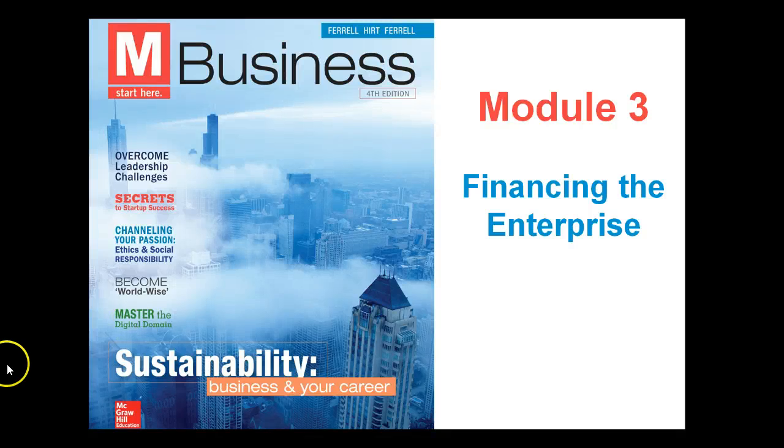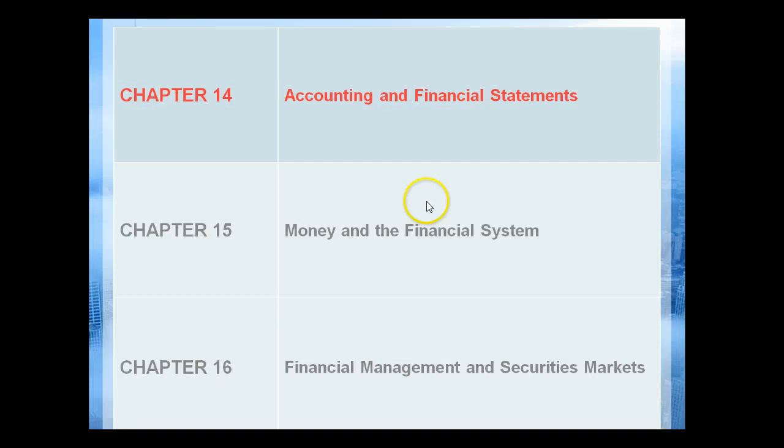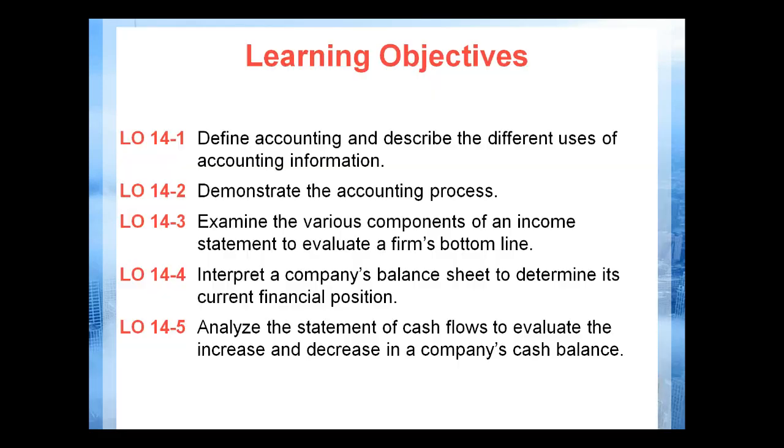So, class, we will start our third module. It is Financing the Enterprises. This module has three chapters associated with it. First is Accounting and Financial Statements. Chapter 15 is going to be Money in the Financial System, including the markets. A little tap on the markets, actually. And then Chapter 16 is going to be how you manage those markets and the interaction with the securities.